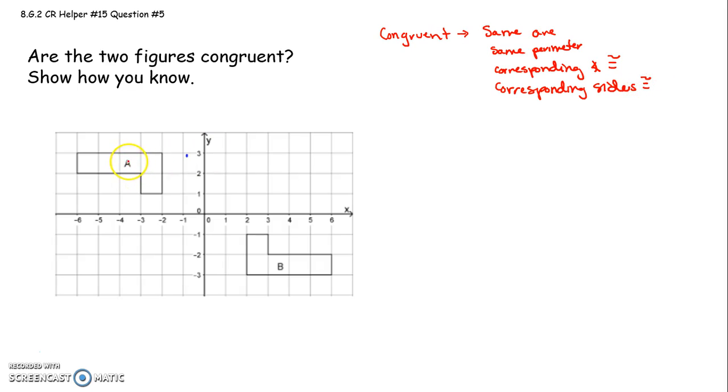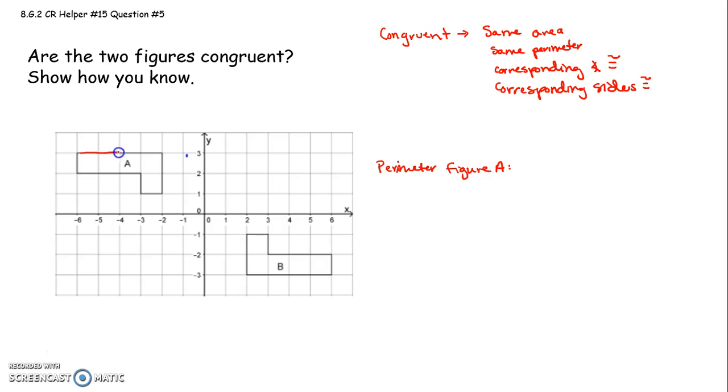All right, so pretty much if I can prove that these have the same area, the same perimeter, then I can prove that they're congruent. So let's take a look at the perimeter of figure A. Perimeter is just the distance around the outside, so let's take a look at this.